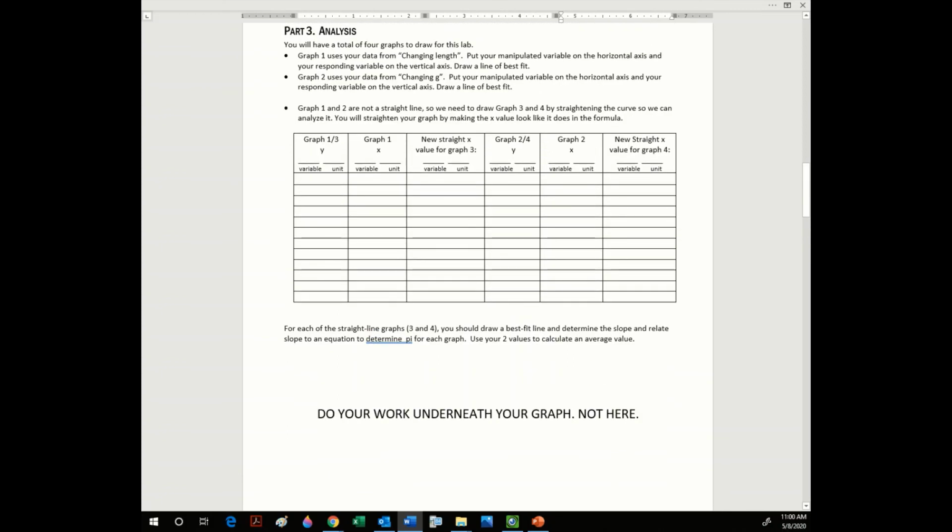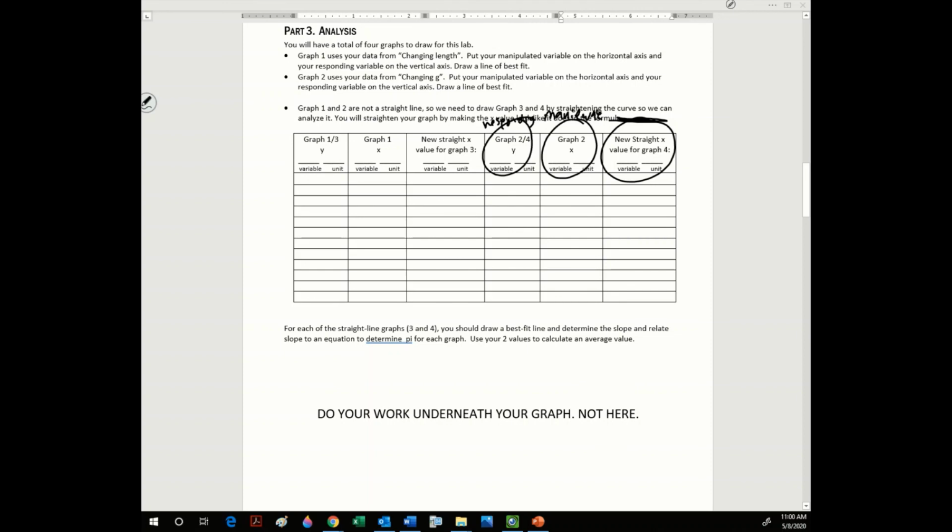Then in this one here, right, you're going to do the same thing. You're going to record those y values. So our y value is going to be our responding. This is going to be our manipulated from our second set of data. And this is what we would change in order to get that graph straight. Make it look like it does in the formula, and then fill out this data here.